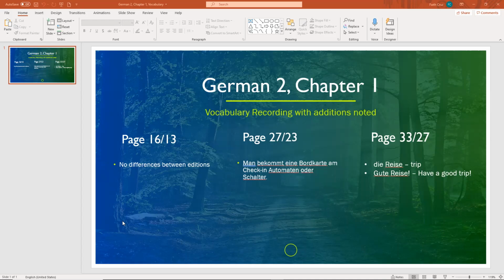Möchten Sie am Fenster oder am Gang sitzen? Sie haben Glück. So instead of saying you're lucky, they actually say you have luck.